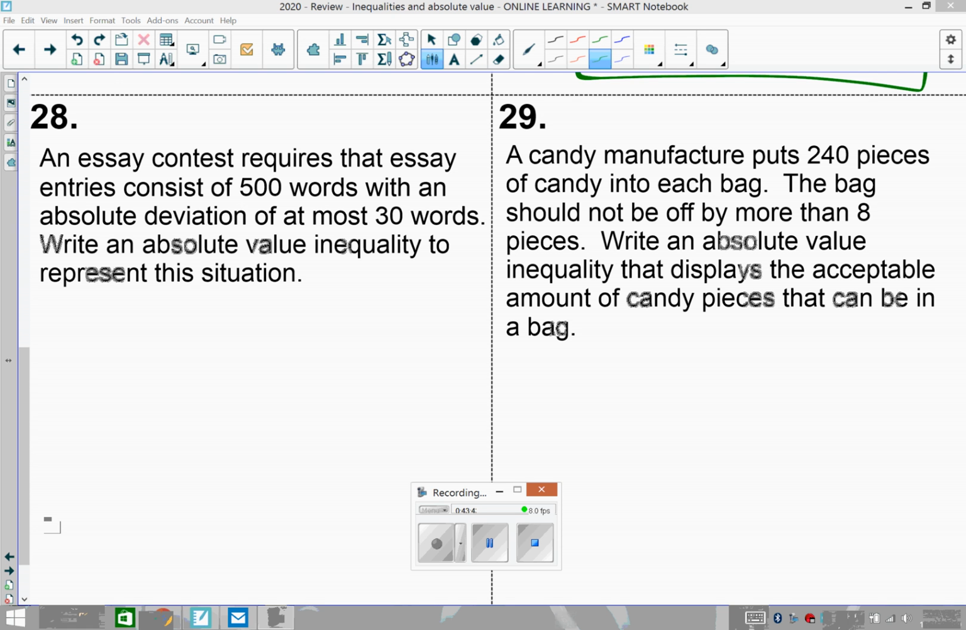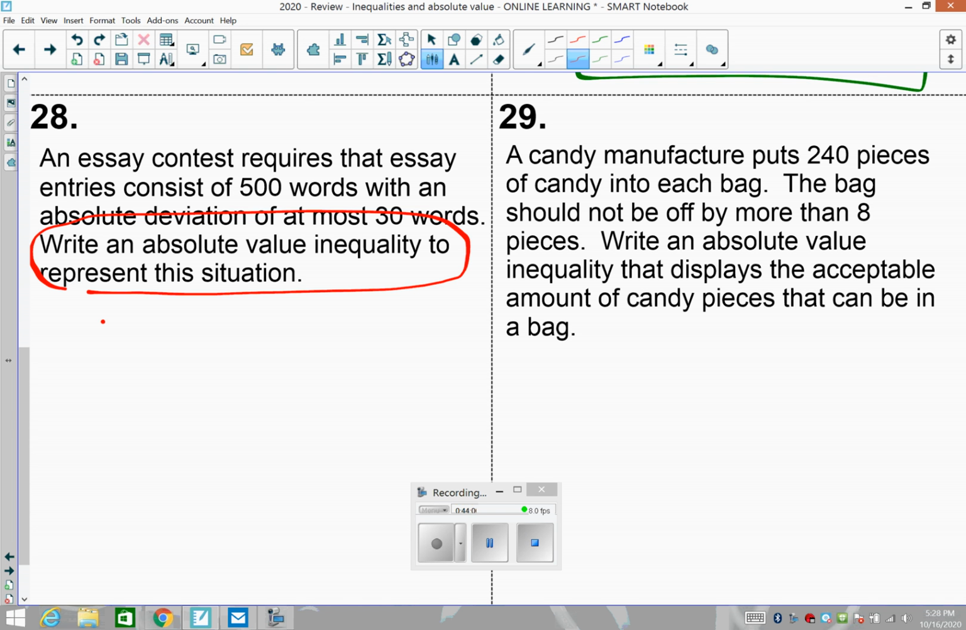An essay contest requires that an essay entry consists of 500 words with an absolute deviation of at most 30 words. So we talked about this, that this is an absolute value situation. It says, write an inequality to represent the situation. So perfection would be 500. We want to be within the deviation of 30 words at most. So we will allow plus or minus 30 words. So less than or equal to 30 words is the deviation there.